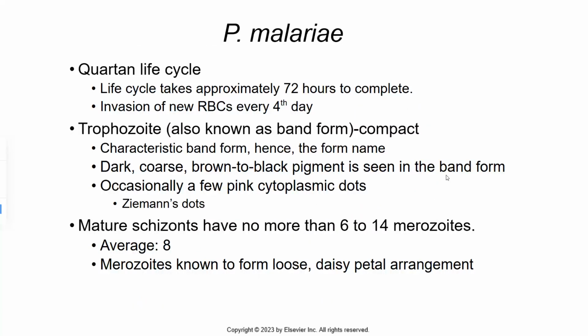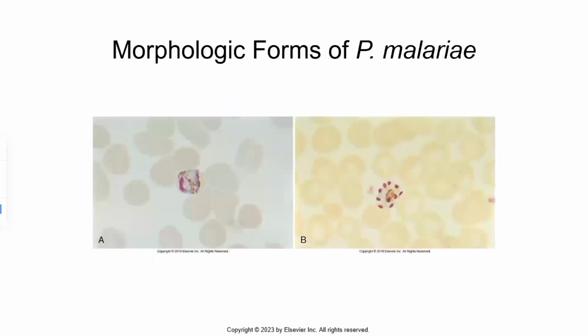P. malariae, quartan life cycle. Life cycle takes approximately 72 hours to complete. Invasion of new red blood cells every 4th day. Trophozoite, also known as the band form, is compact, characteristic band form, hence the name. Dark, coarse brown to black pigment is seen in the band form, usually with a few pink cytoplasmic dots. Mature schizonts have no more than 6 to 14 merozoites, average is 8. Merozoites are known to form a loose daisy petal arrangement.